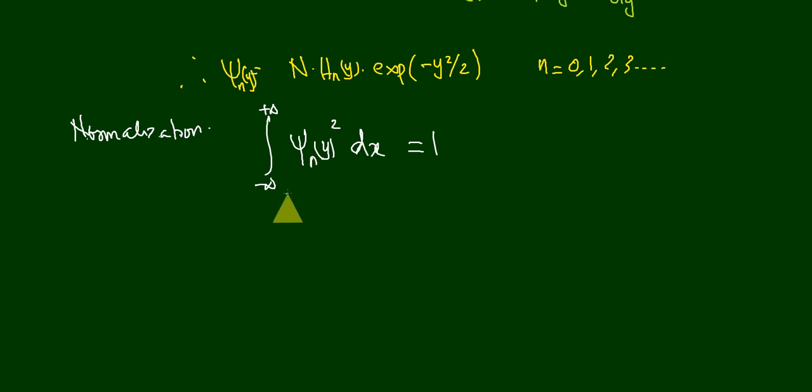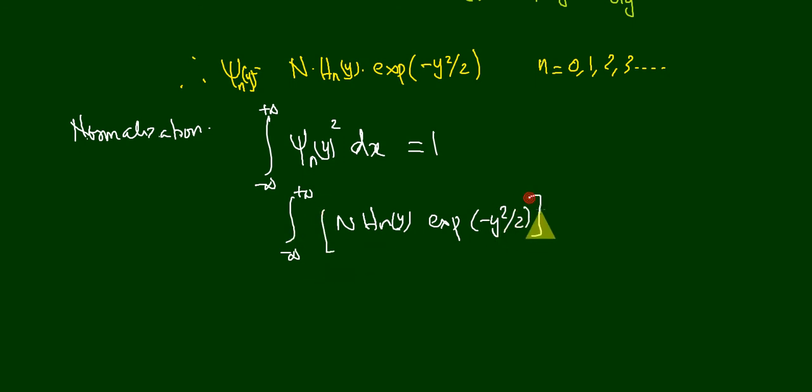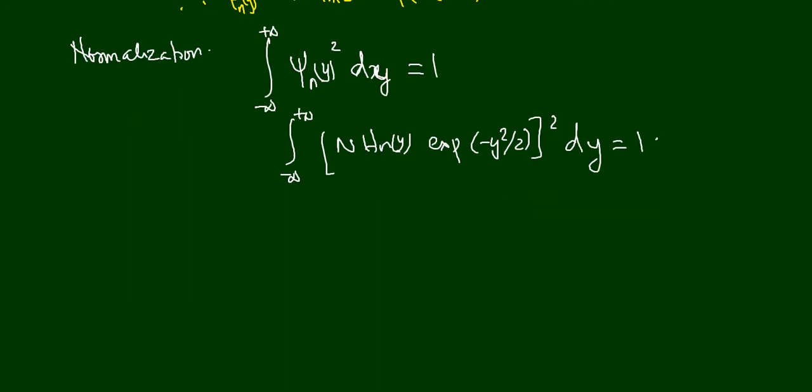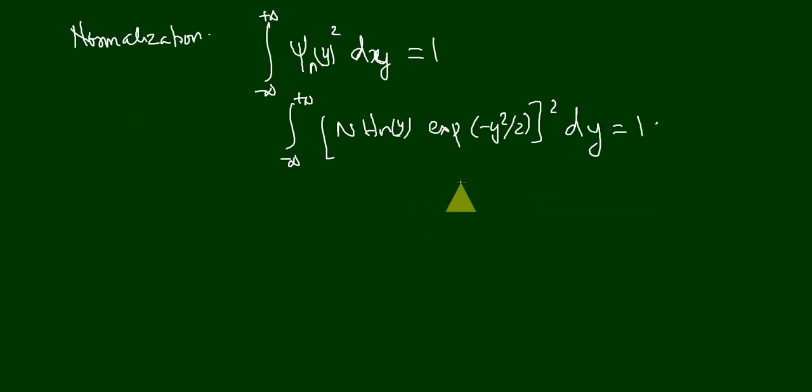That is the integral from minus infinity to plus infinity of N H n of y exponential minus y square divided by 2, the whole square, dy. Sorry, it is not dx here, we have to give dy because y is the variable here. So dy is equal to 1. If we are solving this, it is a lengthy solution, and if we are working on this integral, we can evaluate N.